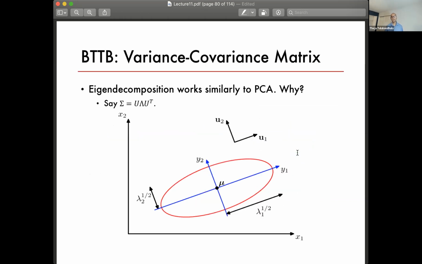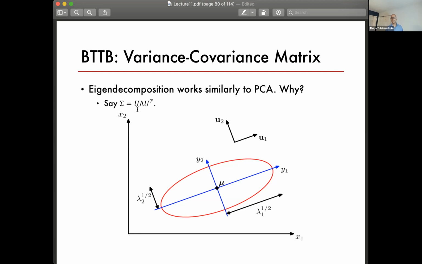Okay, so briefly I want to mention the variance covariance matrix, or the covariance matrix. That covariance matrix sigma, as you know, if it's positive semi-definite or positive definite, then you can break it down into U lambda U transpose, where this inverted A type of symbol is capital lambda. This is the Eigen decomposition of this matrix.